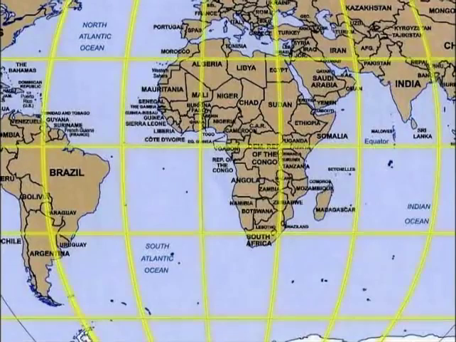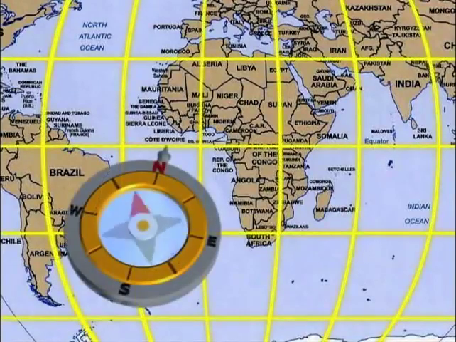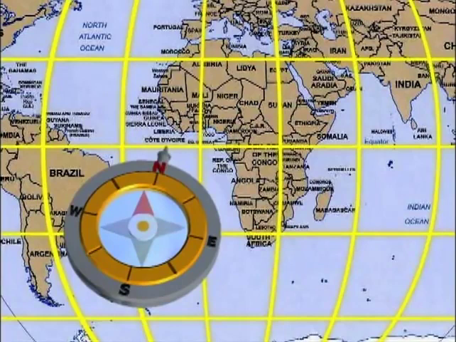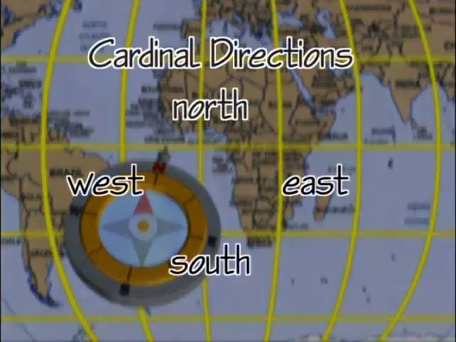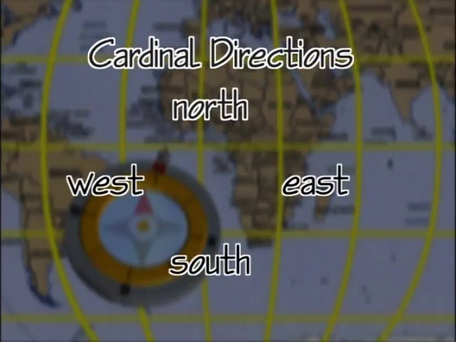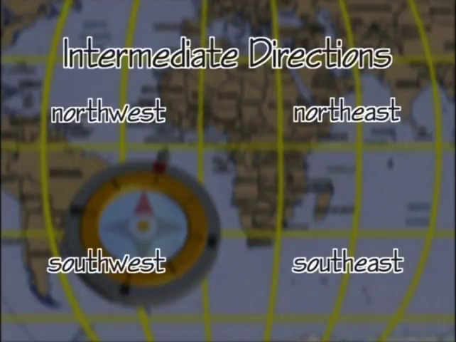Maps can show direction in two ways: by the compass rose and the grid. The compass rose shows which way is north on the map. North is usually at the top. North, south, east, and west are known as cardinal directions because they are the main geographic directions. Northeast, southeast, northwest, and southwest are intermediate directions.